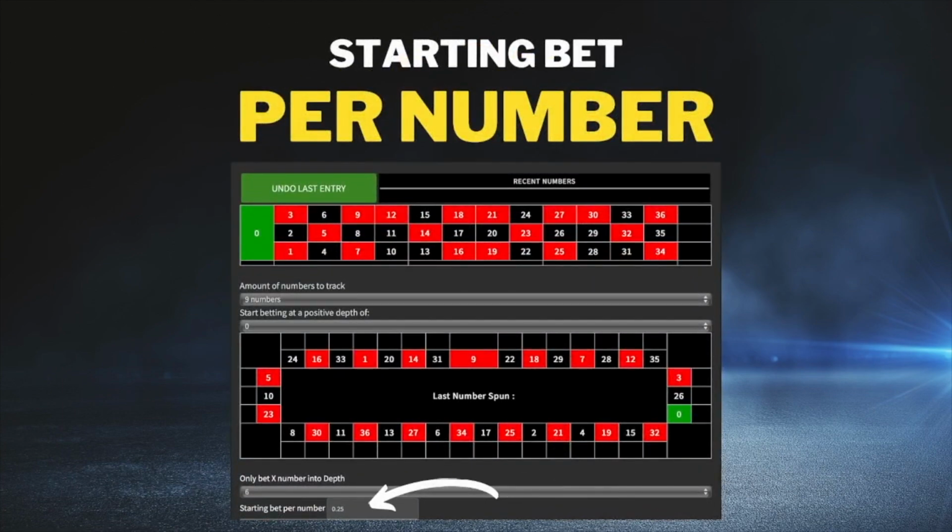This field allows you to input what you would like your starting bet per number to be, and again is only really there for people that are running a progressive betting system. It automatically calculates what your next bet should be based on the numbers that you're tracking to always keep you in profit.